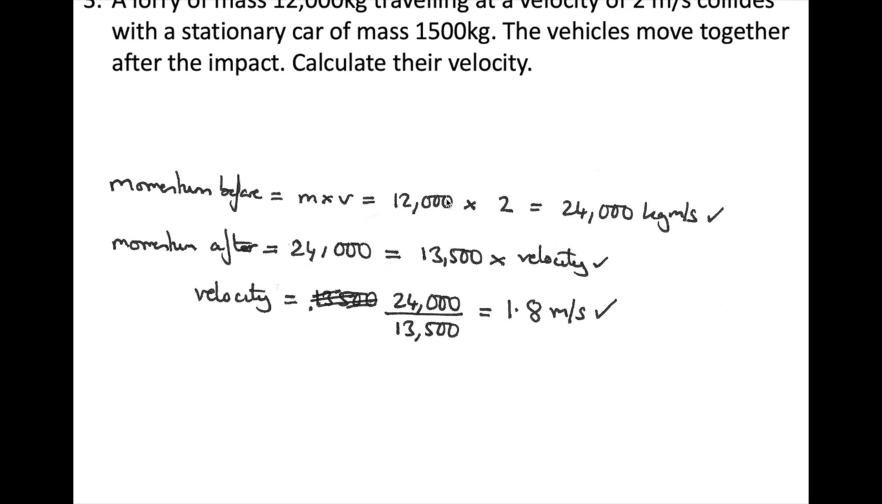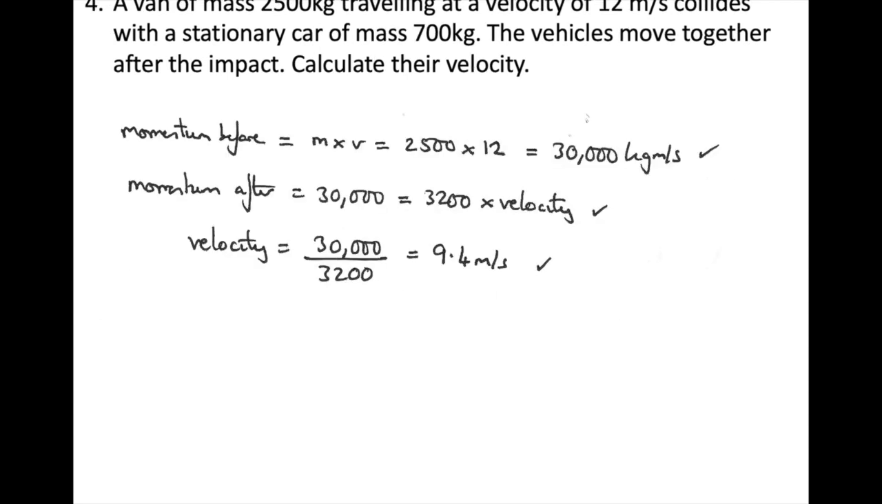Question 3, the momentum before again is just mass times velocity, which is 24,000. So momentum afterwards, conservation of momentum, will also be 24,000, which is going to be the new mass. So add those two together, which will give you 13,500 times your velocity. So velocity is 24,000 divided by 13,500, which gives you 1.8.